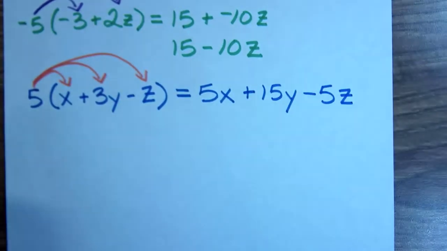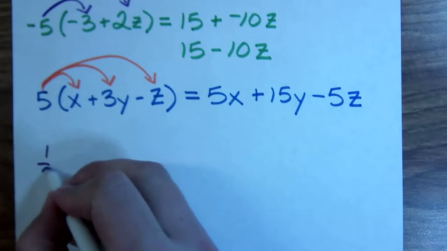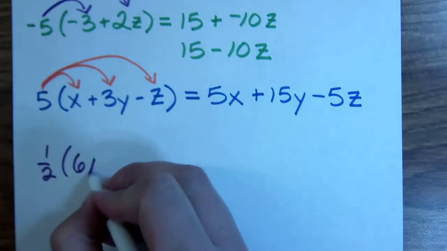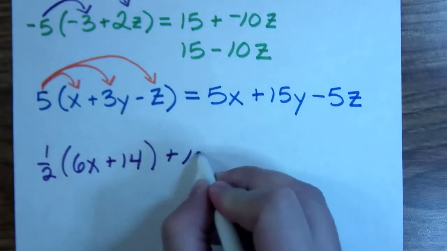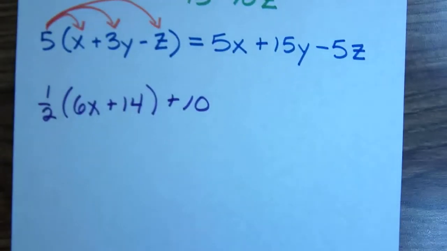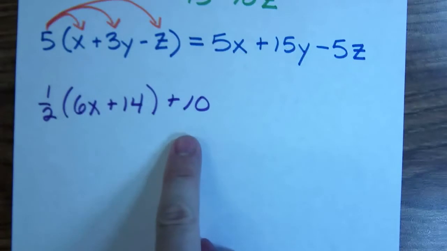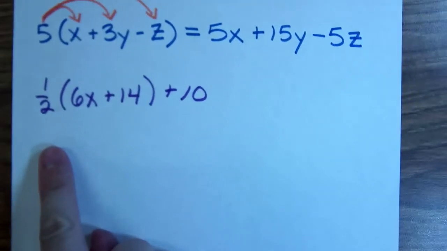Now the only time you've got to be extra careful is when you get something like this. Actually, it's not even the fraction that makes this tricky. The reason it's a little tricky is because not everything after the 1/2 is in parentheses. The 10 is not in parentheses, which means the 10 is not getting multiplied by 1/2. Only the stuff in parentheses gets multiplied.